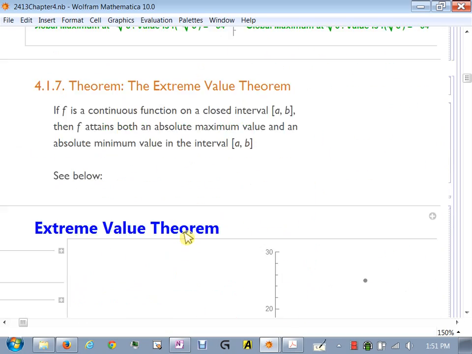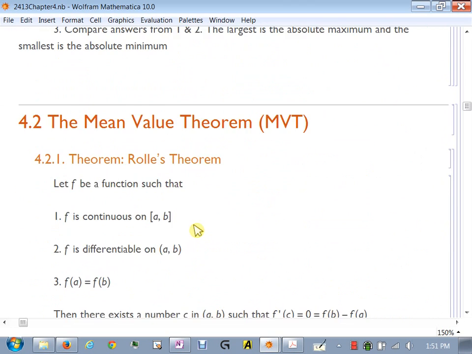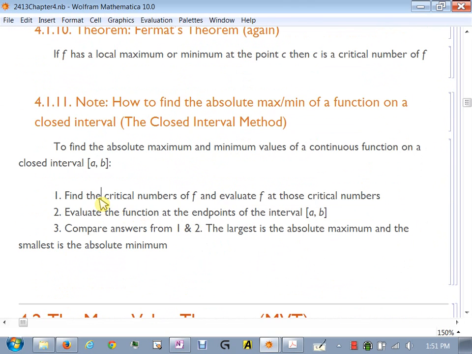So the last part of this method is after you've done this and evaluated the function, then just go to the endpoints of the function and see where the value of the function is there. Last thing is just compare all those answers. The biggest value you get out is your global max. The lowest you get out is your global min, and you're done.